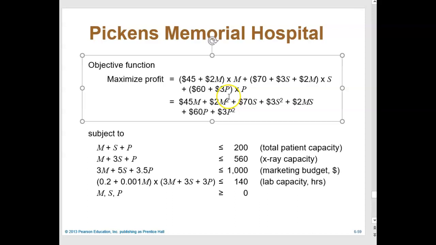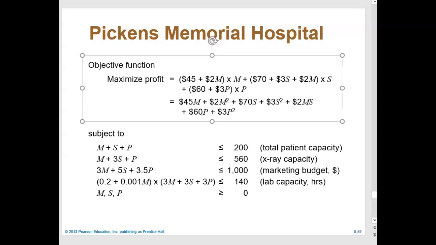The first one is m square, the second one is s square, the third one is ms, and the fourth one is p square. We haven't solved for objective functions like this before, so this is the new part for us. Moving on to our constraints, the constraints are regarding the three resources that were identified earlier.